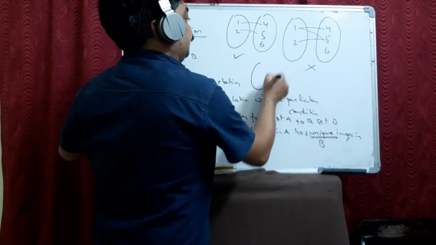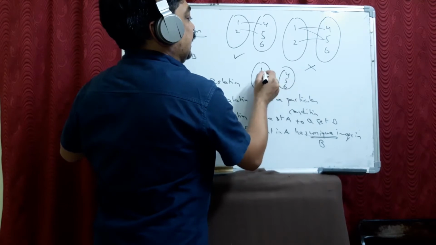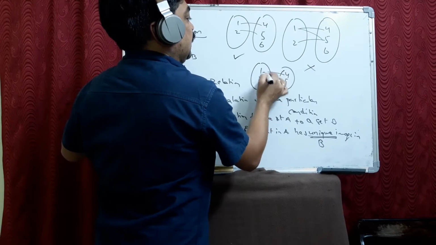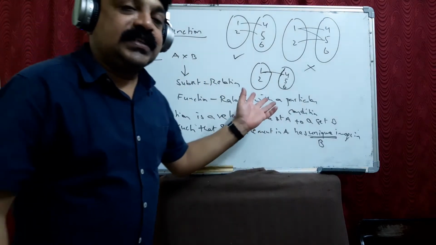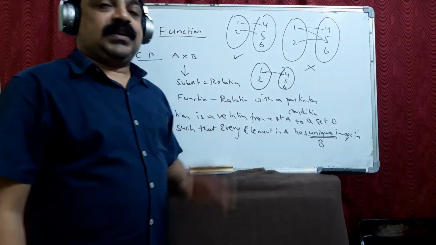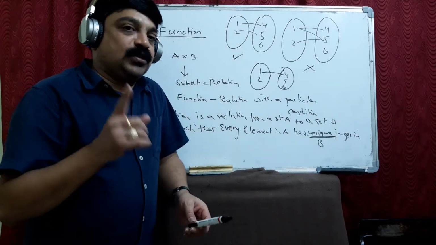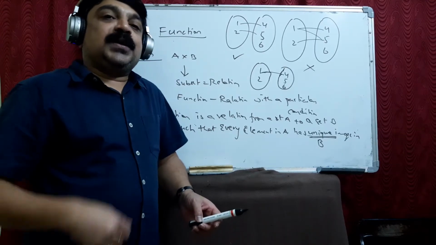Now look here. 1, 2, 4, 5, 6. This is not a function because every element in A is not a participant. Okay. See, this is the actual definition of a function. Every element in A should participate and also should have a unique image in B.